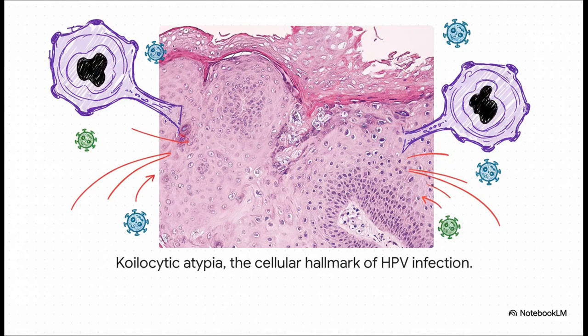And this is the proof. This is the smoking gun we search for when we look at a pap smear. This cell has a special name, a koilocyte. Look at it. The nucleus in the middle is big, dark, and irregular. But the most important feature is the clear area around it, this halo. That perinuclear halo is the classic sign that HPV is inside that cell, hijacking its machinery. This is the cellular hallmark of HPV infection.